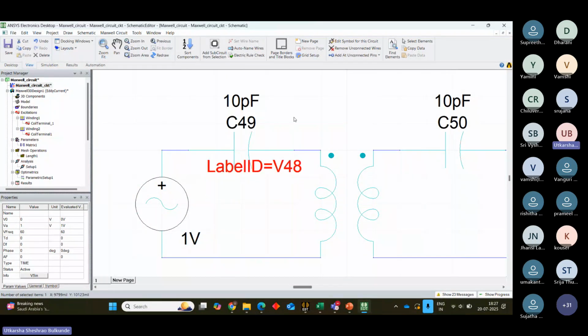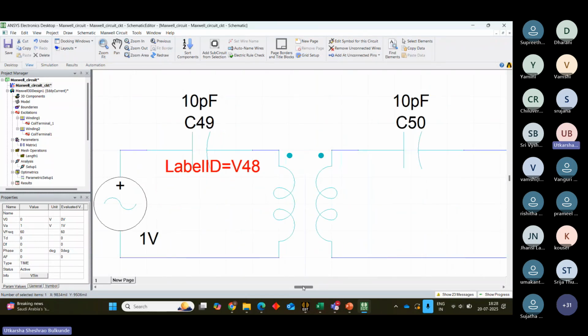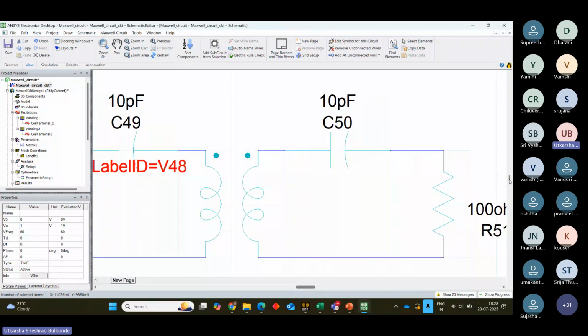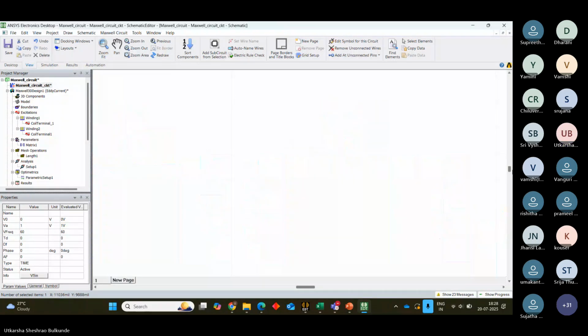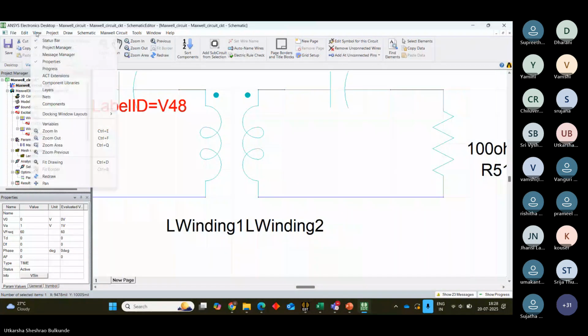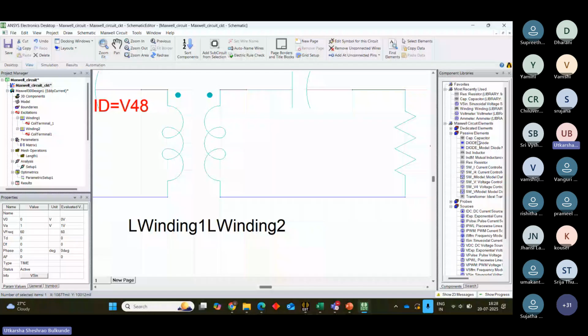So now, for measuring voltage and current, you need certain meters, right? For measuring voltage, you need a voltmeter, and for measuring current, you need an ammeter, right? So we will take that from here as well. If your component library is not visible from view, select component library.